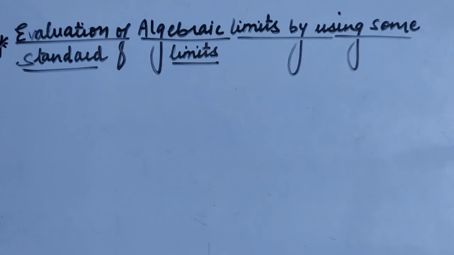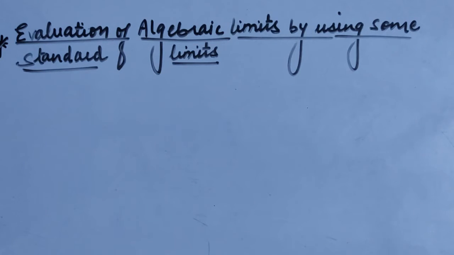Students, today we are going to do evaluation of algebraic limits by using some standard limits. Till now we have completed the evaluation of algebraic limits by three methods. What were those three methods? Direct substitution, second was factorization, and third is rationalization. But now we will do evaluation of algebraic limits by using some standard limits.